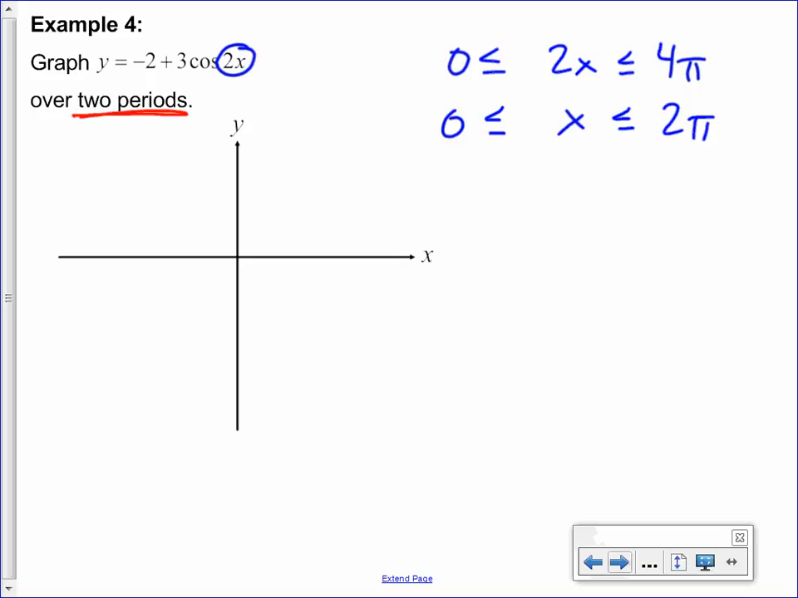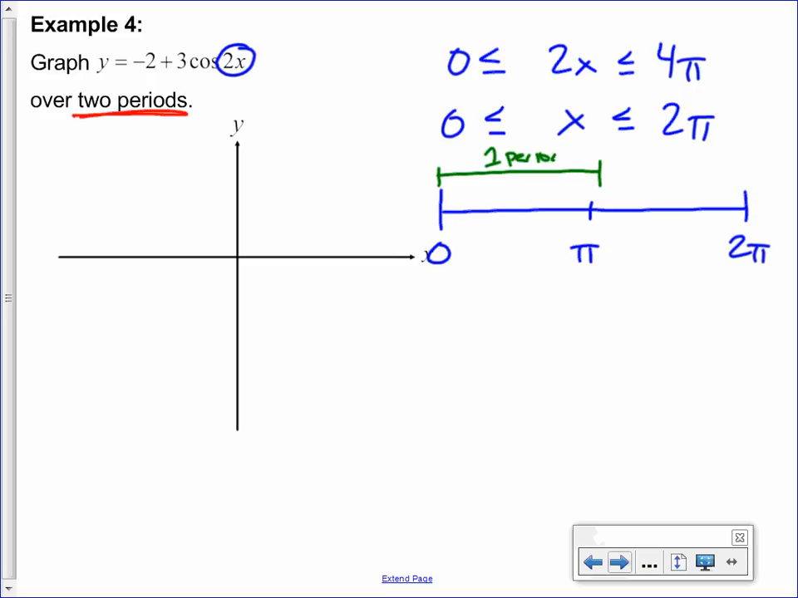This is going to look very similar, but remember, this is 2 periods. So when you find the middle, that's going to be the end of the first period. So what's in the middle of 0 and 2 pi? Pi. Yeah, 1 pi. So this is 1 period right here. The second part would be the second period. So we're going to have to find the middles a couple of times.